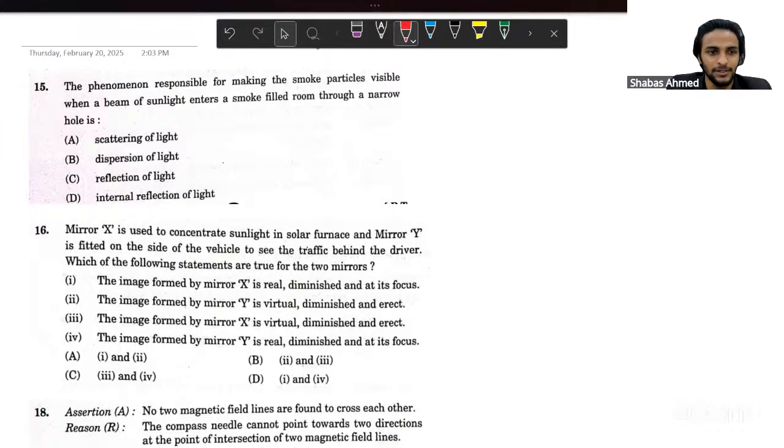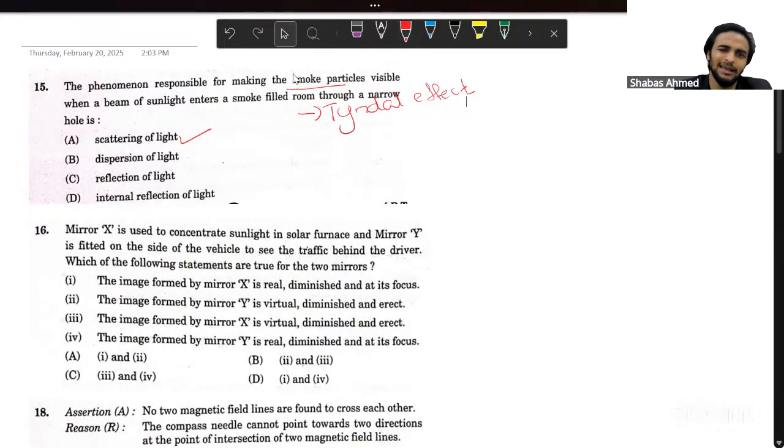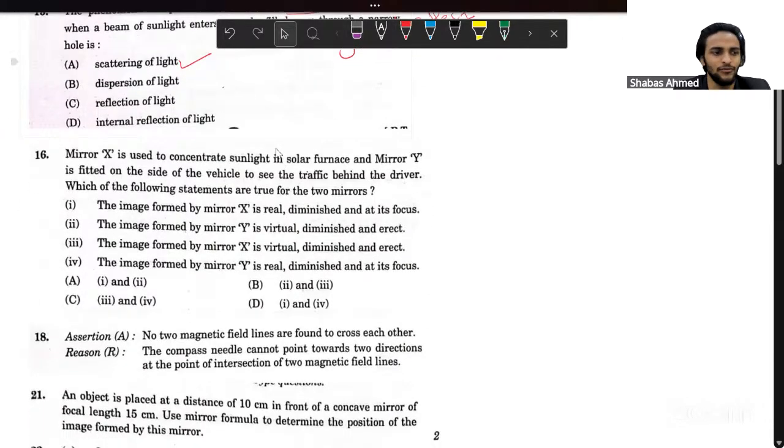Look at the first, in the MCQ part, there were maximum 3 questions. Look at the first question. The phenomenon responsible for making small particles visible when a beam of sunlight enters a smoke-filled room through a narrow hole is actually the scattering of light. You know this effect. This is the Tyndall effect. So its reason is scattering of light. But the scattering term is deleted from your syllabus. Anyway, you know the answer.